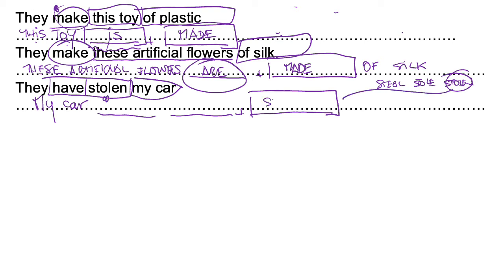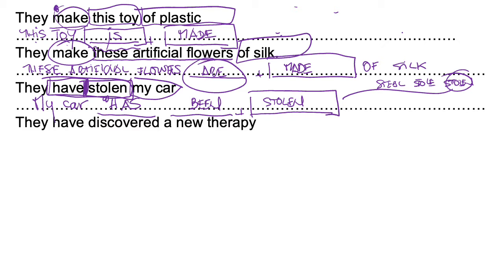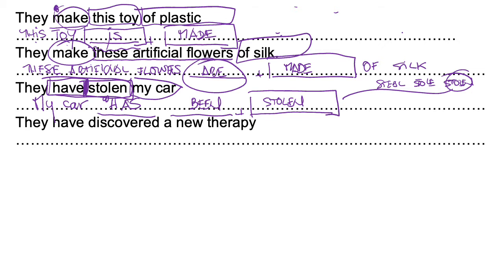Alright, so stolen. And now I have to write the verb to be exactly the same way it is written here. Have stolen, have gone, have played. And if I use the verb to be, it is my car has been stolen. Me han robado el coche.